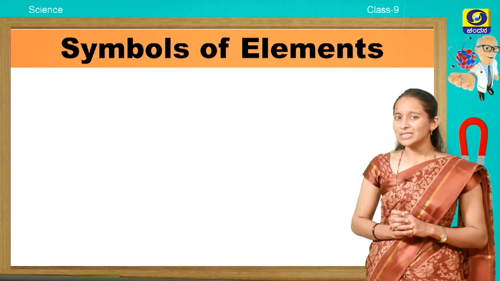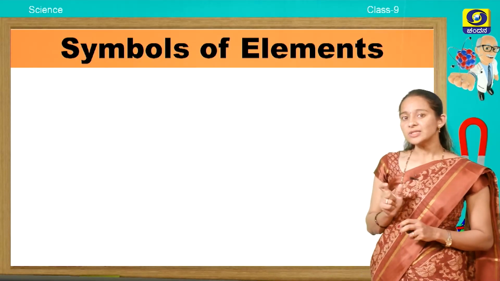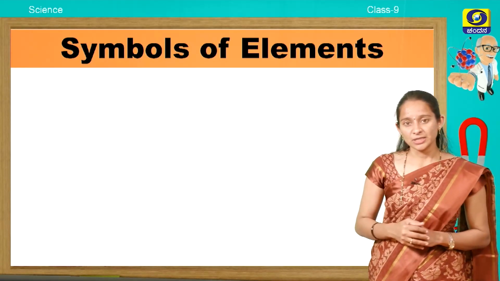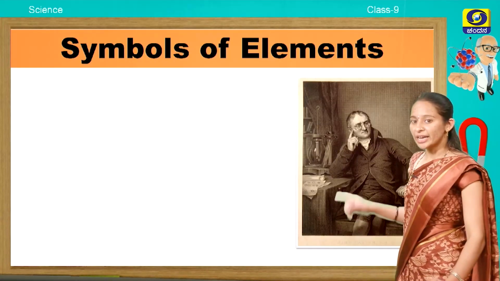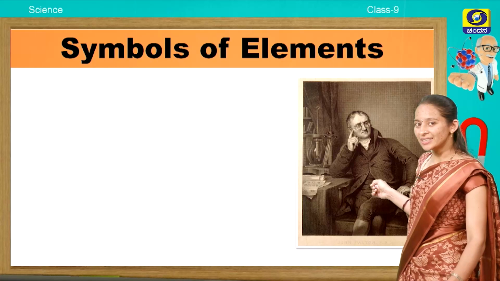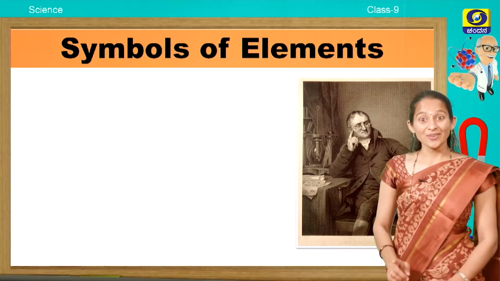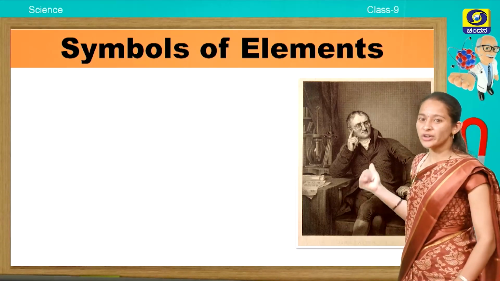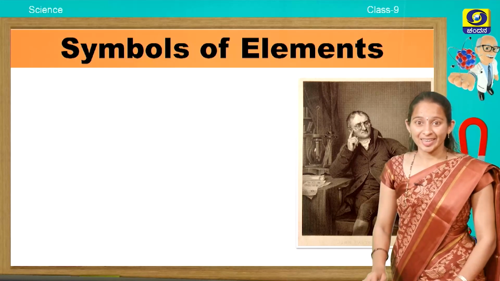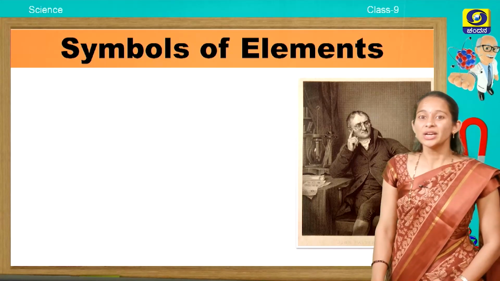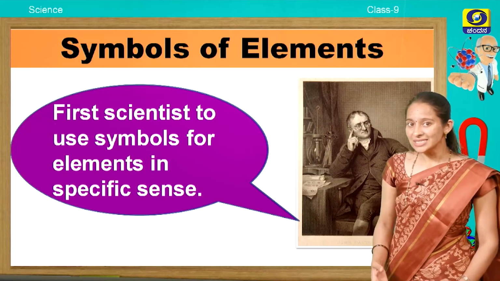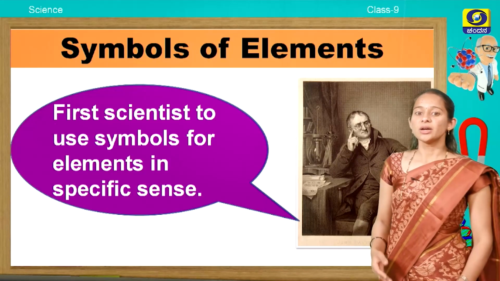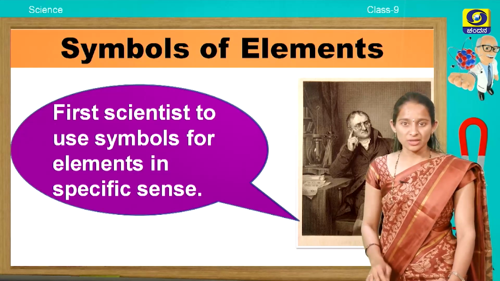What do you mean by symbols? Symbols are nothing but a shorthand representation of a particular element. Children, can you identify who he is? Yes, you have guessed it right, he is John Dalton. Again, he has contributed to the symbols of elements. He was the first scientist to use symbols for elements in a specific sense.